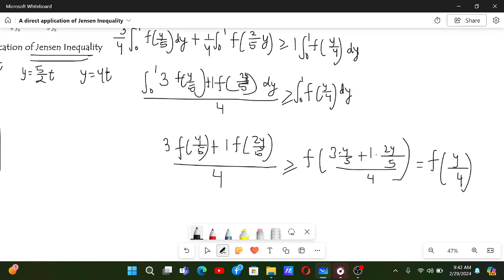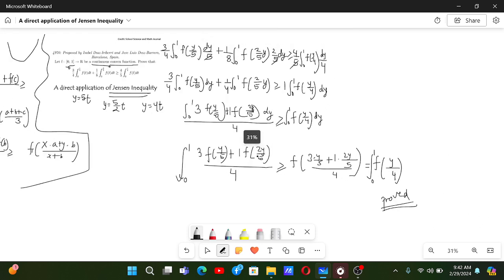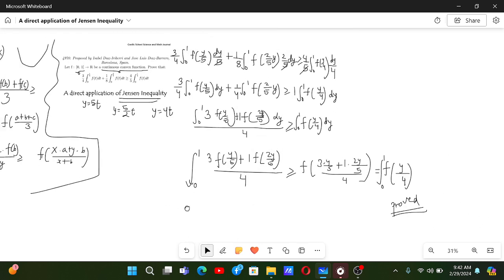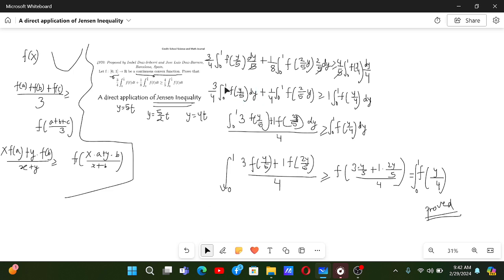Now we can just take the integral on both sides from 0 to 1, because the inequality was holding in this range itself, so we can apply the integrals, and so we have proved it. So this was just a direct application of Jensen inequality after making the limits of the integrals the same. Yeah, so we can do it for the inside terms.